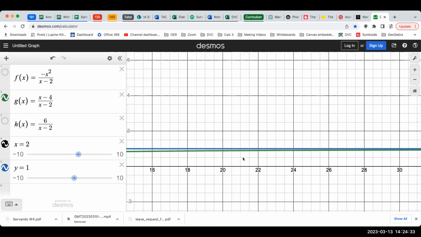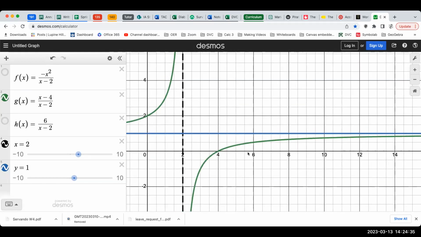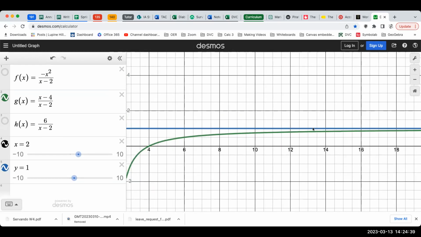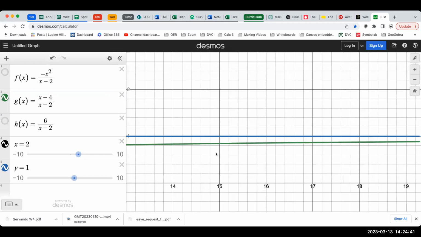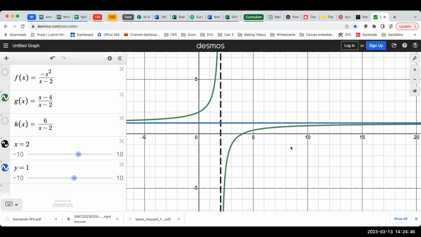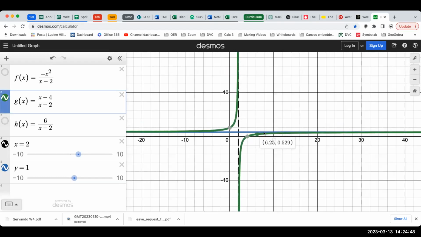So y equals 1 is like a different separation point. But it's getting closer and closer and closer to it. So in this case, we're going to say as x goes to positive infinity, g of x is approaching 1, not infinity. It's approaching 1. Exactly. So g of x approaches the number 1.